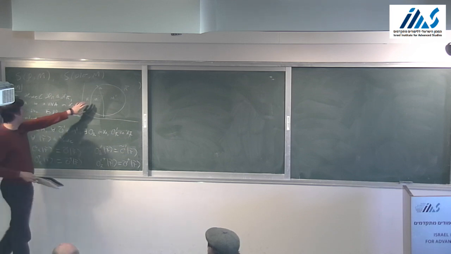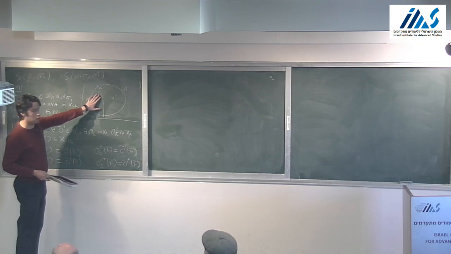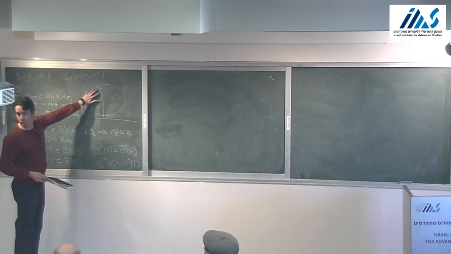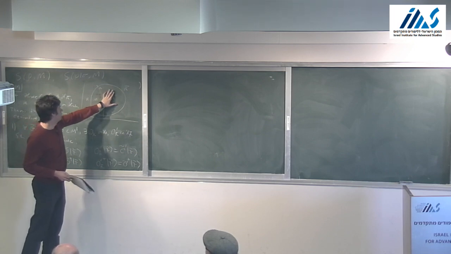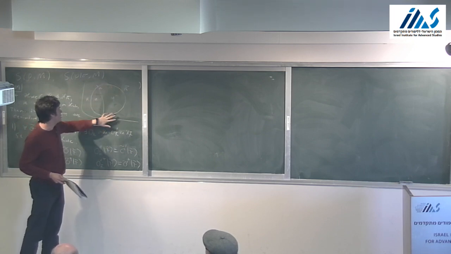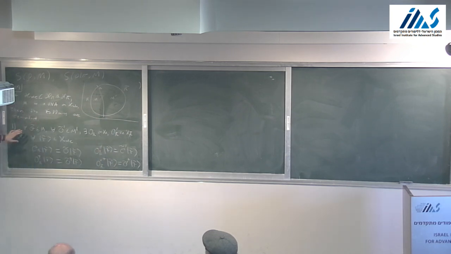It says that any operator in the entanglement wedge of R can be represented on the boundary subregion R, and any operator in M prime in the entanglement wedge of R bar can be represented on R bar. So this is entanglement wedge reconstruction. Okay, this is the thing that we said we would like to be true.